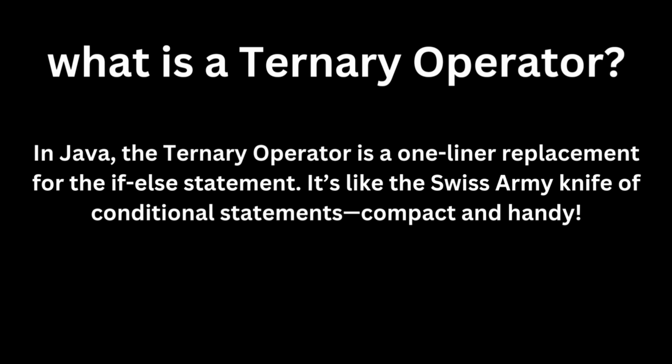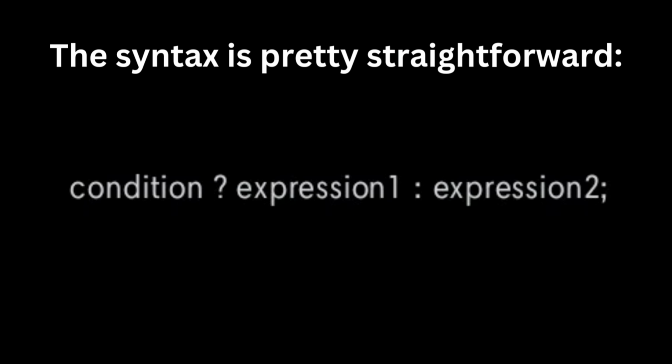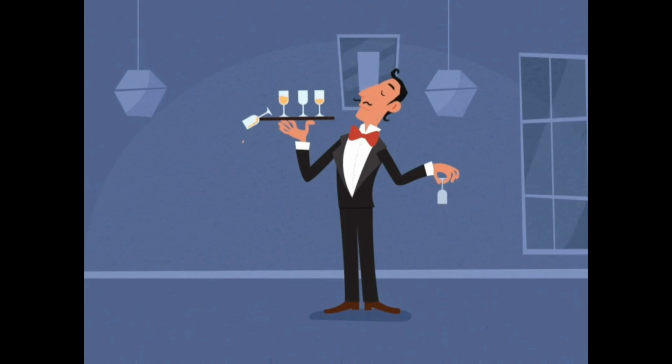In Java, the ternary operator is a one-liner replacement for the if-else statement. It's like the Swiss Army knife of conditional statements, compact and handy. The syntax is pretty straightforward. Here's how it works. If the condition is true, expression 1 is executed, otherwise, expression 2 is executed. Simple, right? Let's break it down with an example.